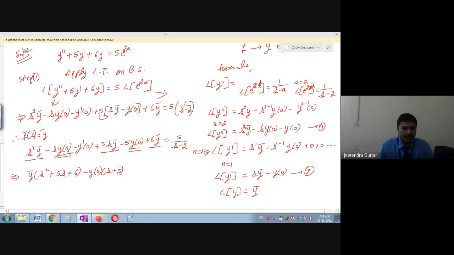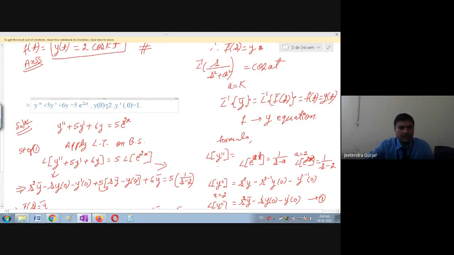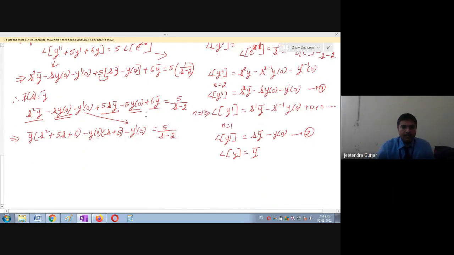Okay. Next value is remaining, only this term is remaining, so I will take directly minus y dash of 0 is equal to 5 divided by s minus 2. We are going to modify this equation in this fashion. So now we can see here they have given the initial condition, y of 0 is 2 and y dash of 0 is equal to 1. So that value I will substitute here.